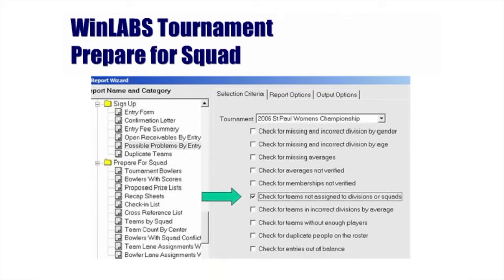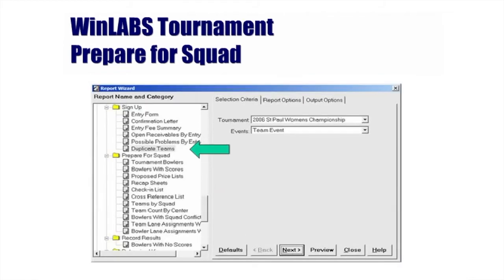As you can see, there are many ways to run the report. Do not check off more than one option at a time. No matter how your divisions are assigned, you should run this report at least once to check for teams that have not been assigned to a division or squad. If your tournament does not allow multiple entry or limits the number of players that can bowl multiple times together, you should occasionally run the duplicate teams report.